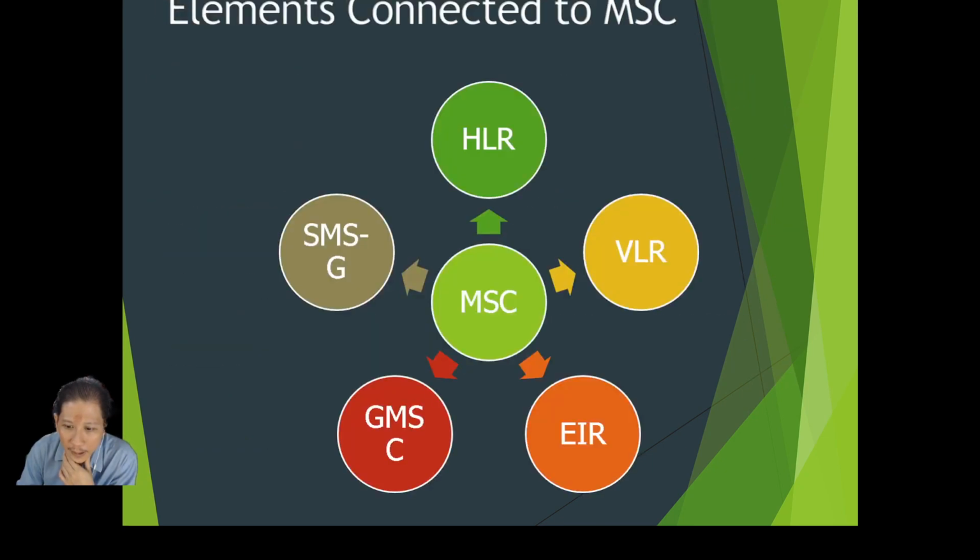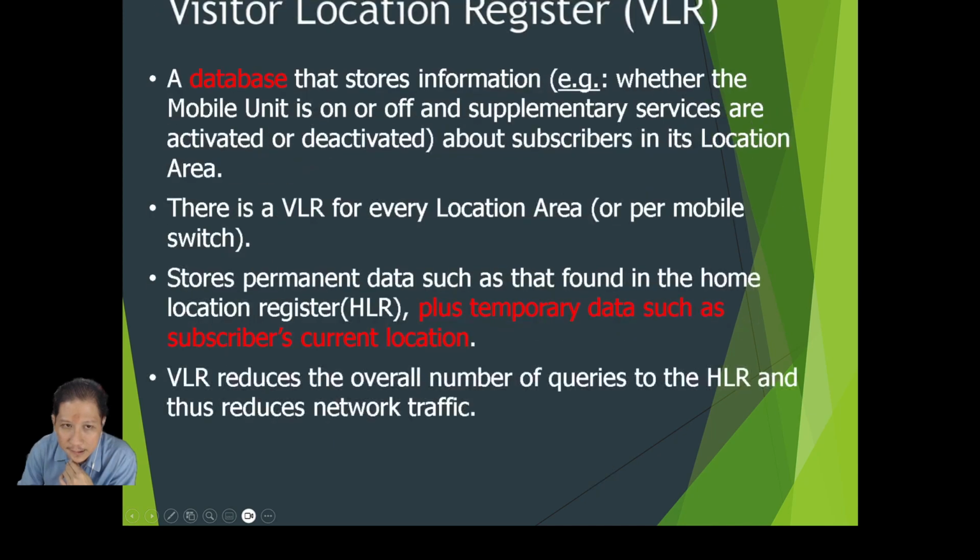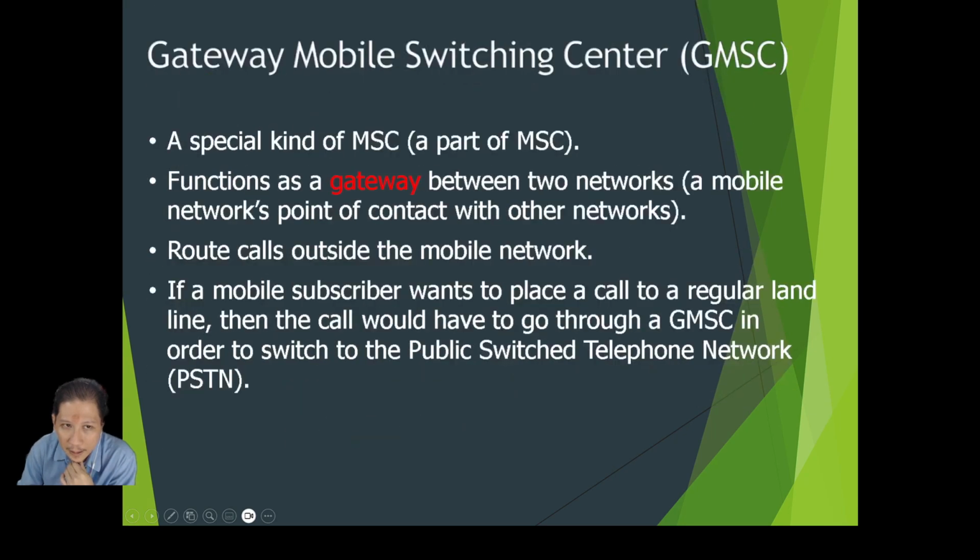Okay, and then we have EIR, HLR, home, visitor. E stands for equipment. And then we have GMSC, gateway. Gateway is like a gate between two networks, a mobile network point of contact with other networks.